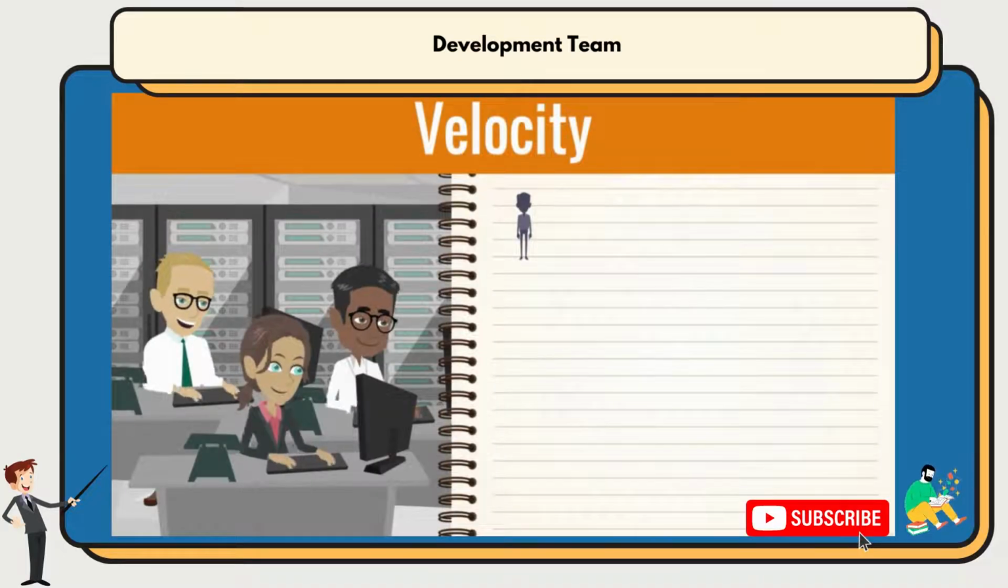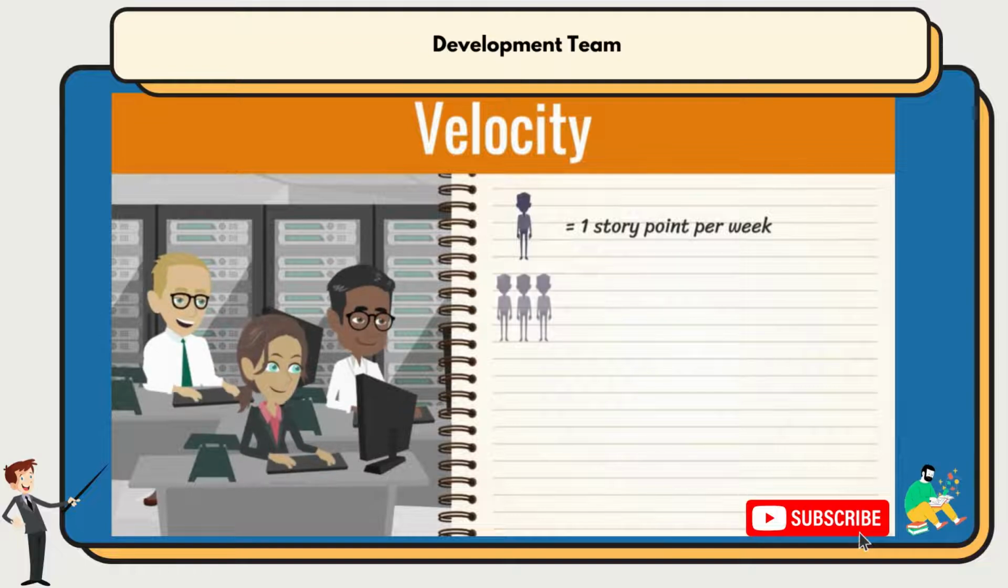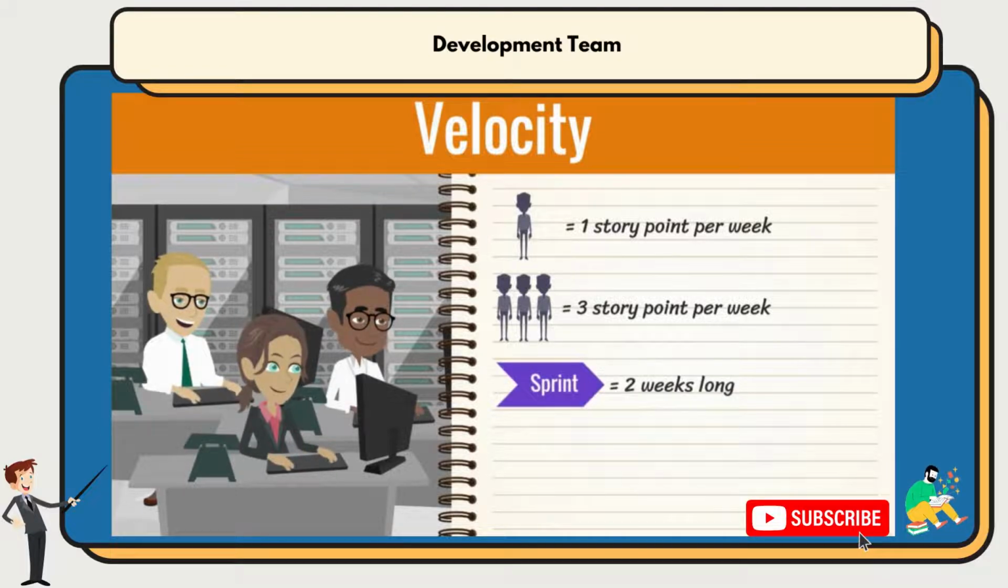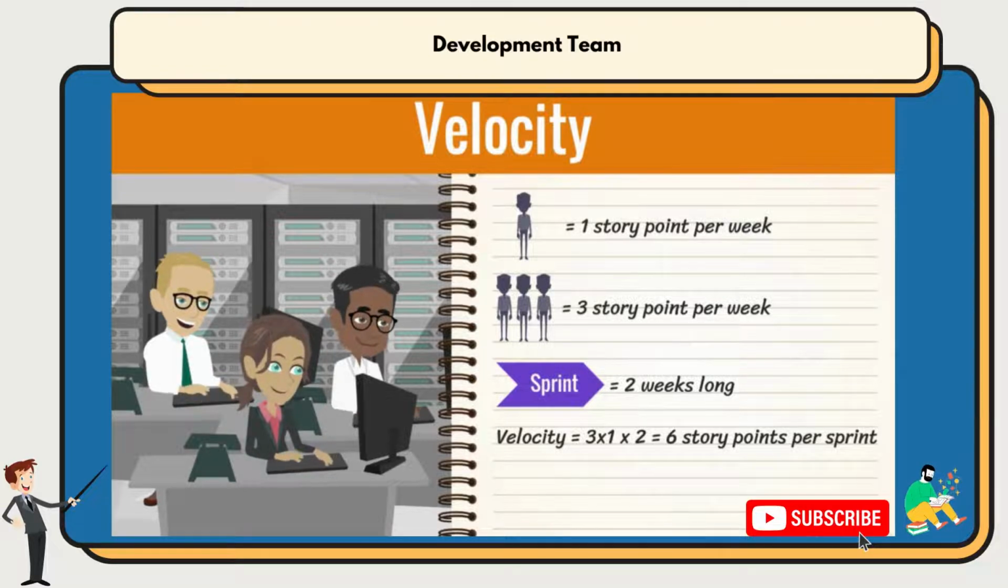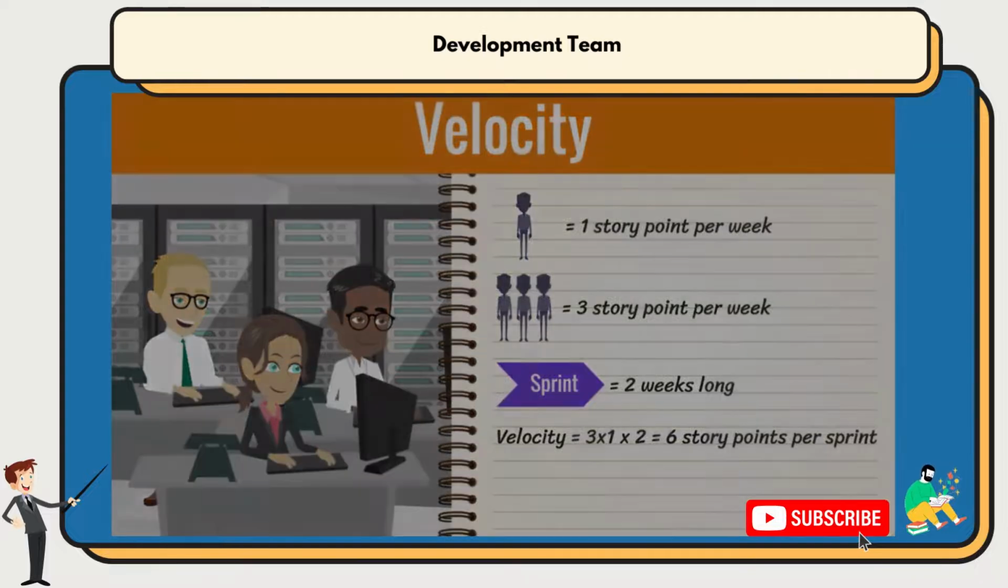Let's say our team has 3 developers and they can deliver about 1 story point per week. This makes about 3 story points per week as a team. And if we assume the sprints in our project are 2 weeks long, this would mean the velocity is 3 times 1 times 2, which equals 6 story points per sprint. This data is also fundamental as it enables the project team to realistically plan the sprints and say what is expected to be delivered and when.